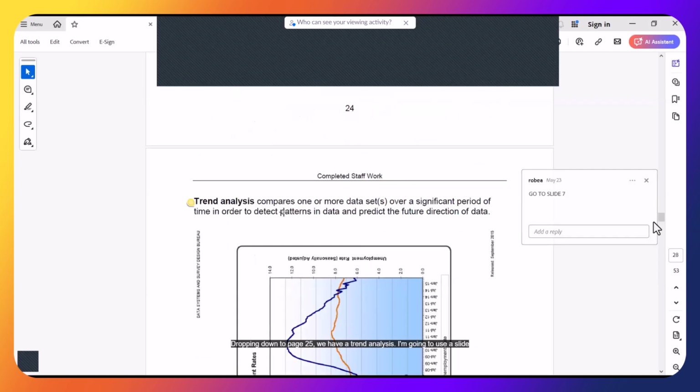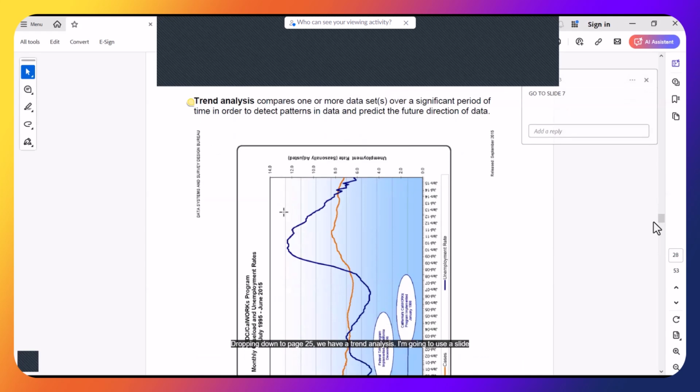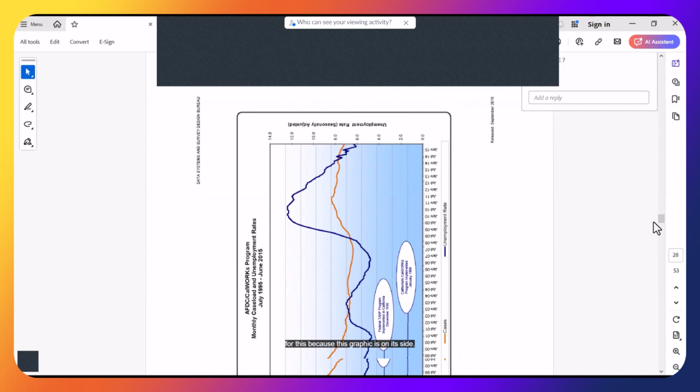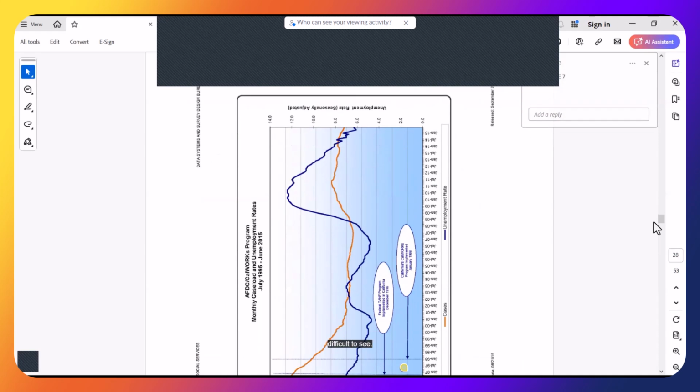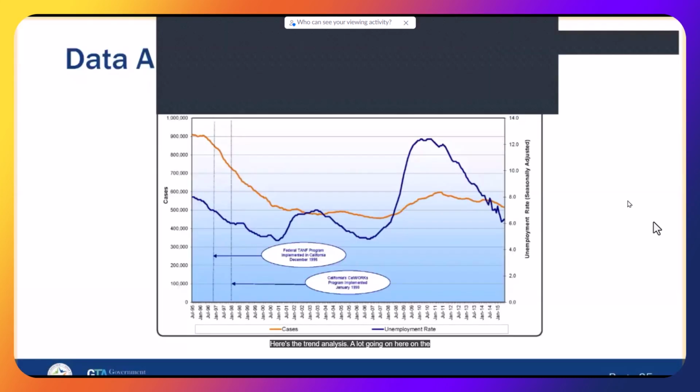Dropping down to page 25, we have a trend analysis. I'm going to use a slide for this because this graphic is on its side. It's a little difficult to see. Here's the trend analysis. A lot going on here.